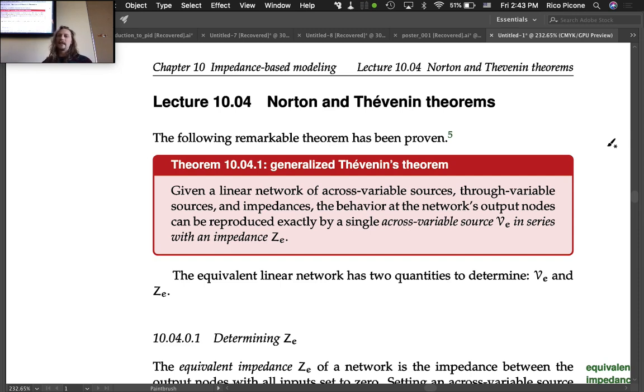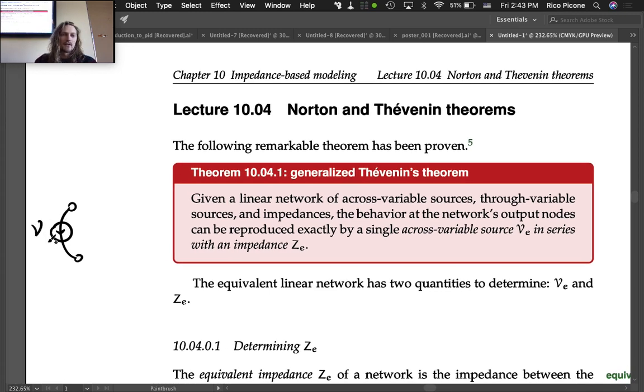So, generalized Thevenin's theorem says, given a linear network of across variable sources, through variable sources, and impedances, the behavior at the network's output nodes can be reproduced exactly by a single across variable source, VE, in series with an impedance ZE. So we're saying you can take the whole linear graph and rewrite it as a generalized across variable source VE in series with an equivalent impedance. Pretty cool.